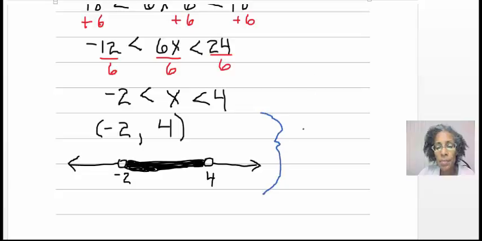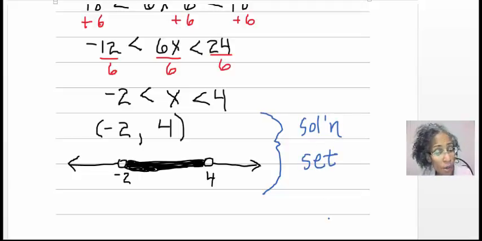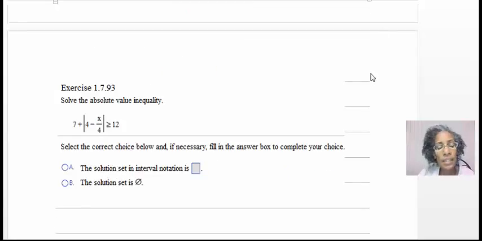And the thing to keep in mind is that absolute value, whether an equation or an inequality, if it meets certain conditions, it's actually a compound equation or a compound inequality in disguise. All right, let's take a look at another absolute value inequality.